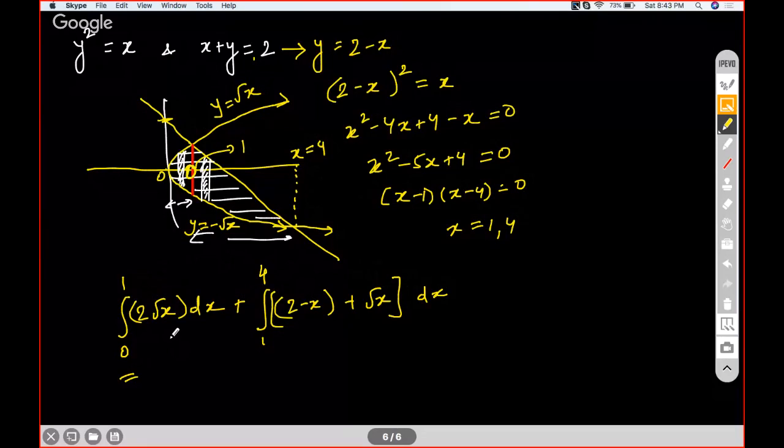So 6x to the power 3 by 2 by 3 minus x square by 2 plus 2. You get the answer. Huh?